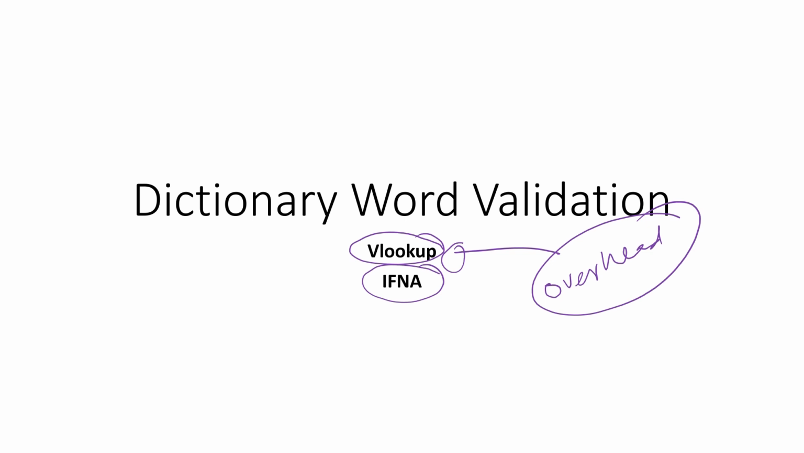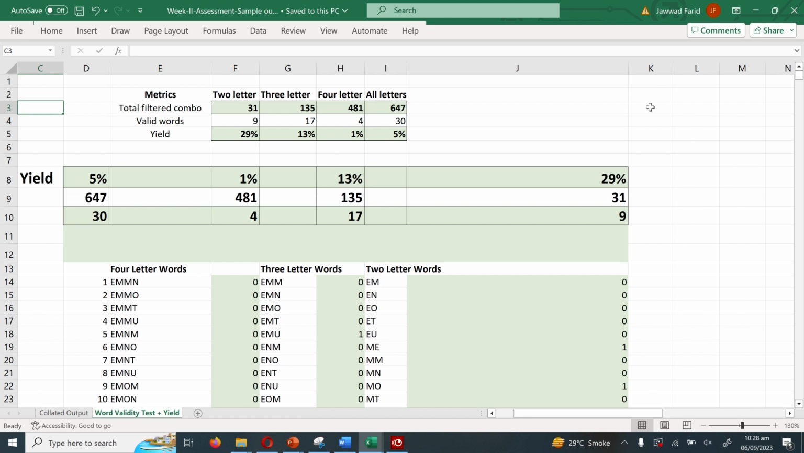I have an example. Let's take a look at it now. All right, so word validation, the word validation example. How do we fix the word validation challenge in Excel?